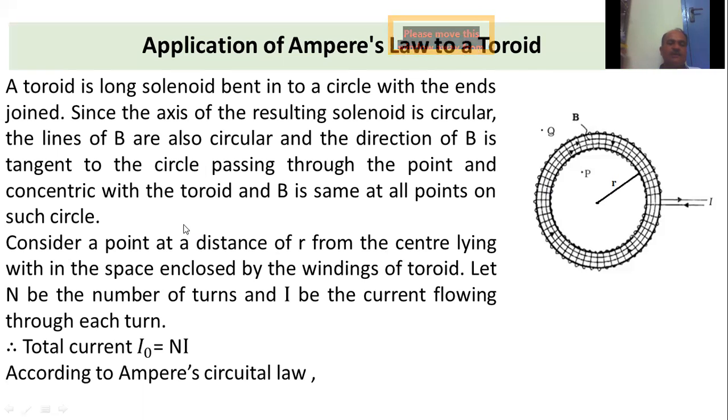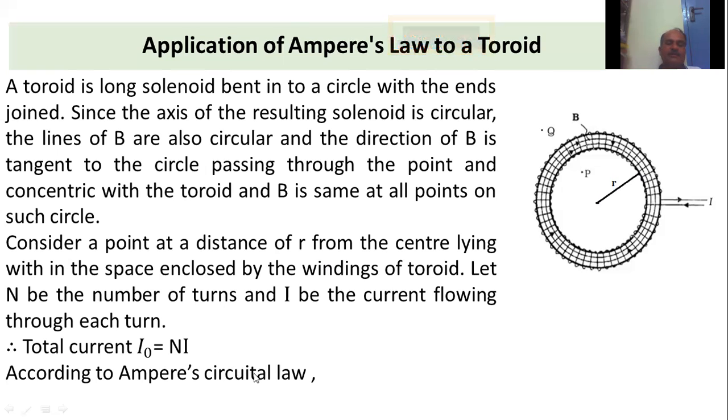So therefore, consider a point at a distance of r from the center, lying within the space enclosed by the windings of the toroid. So actually, this is wrong. The point is considered here. So I am considering the point here, so that the distance between the center of the coil and this point is r, and then let capital N be the number of turns and I be the current flowing through each turn. So therefore, total current I naught is equal to NI.